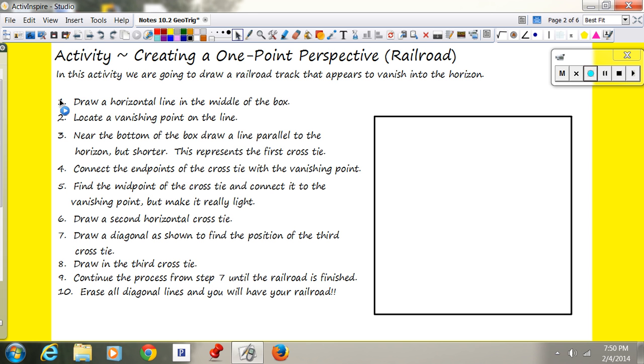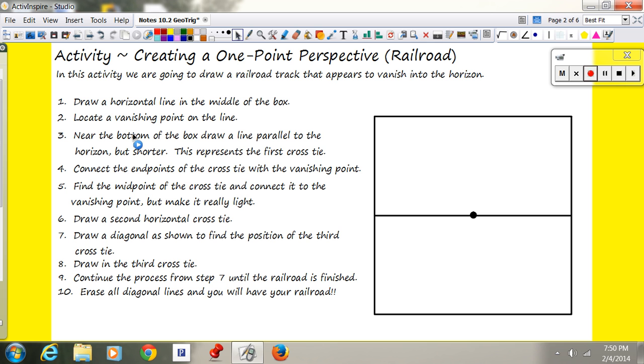And the first thing I'd like you to do, and you can pause it anytime you need to, is draw a horizontal line in the middle of the box. So it's right there. You can do all these before me and then check it as I do them, however you want to do it. Locate a vanishing point on the line. So this right here is going to be the point where your railroad track vanishes.